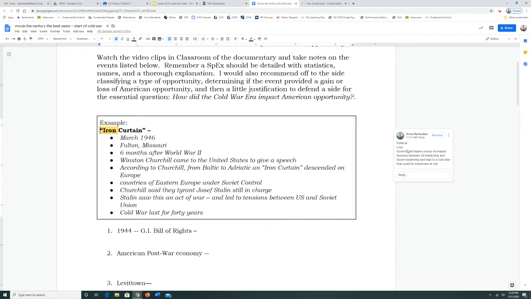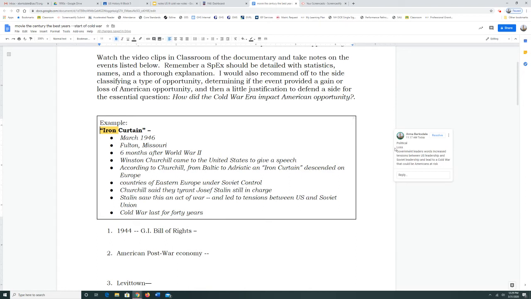After I finish each specs, I would pause the clip, and I would ask myself the 2 questions that I told you to ask yourself earlier. What kind of opportunity is being impacted here through American opportunity? In my mind, because we're dealing with global leaders, Stalin, Churchill, and Truman, I believe it's political. And then I ask myself, is it a gain or a loss? Now, I will say this again. There is not a right or wrong. You could argue both sides, which makes you a better historical analyst. But in my mind, I just wanted to show you the example.